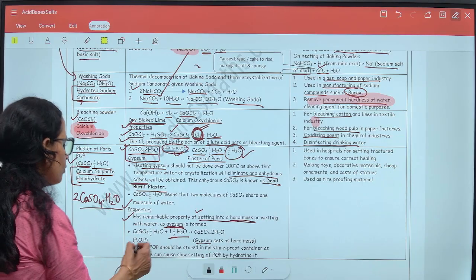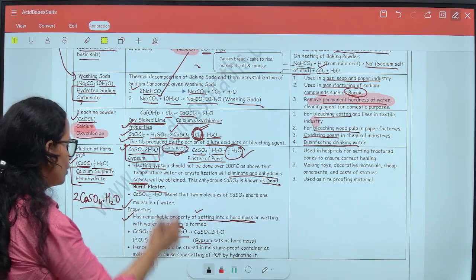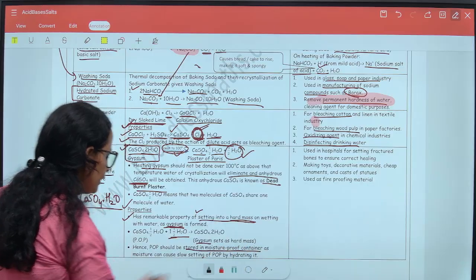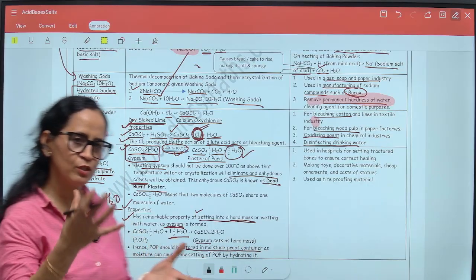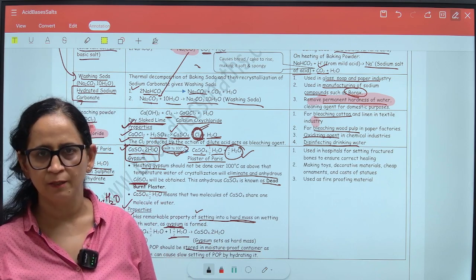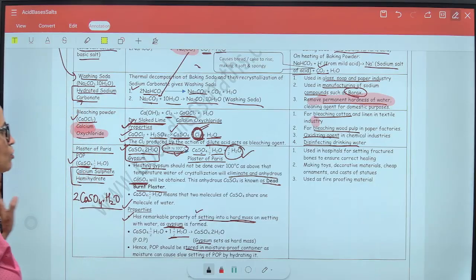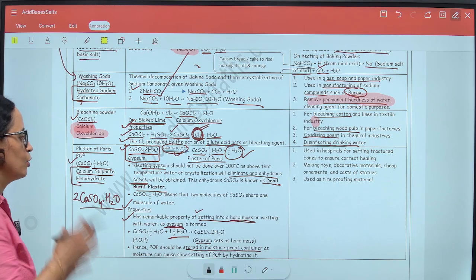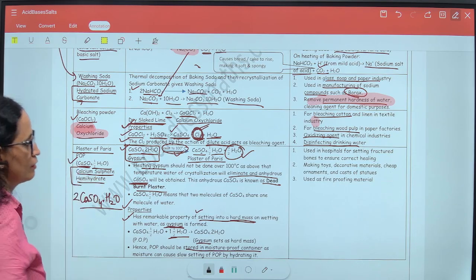So therefore, POP, plaster of Paris, should be stored in moisture proof containers, so that even if it captures moisture from the atmosphere, it will not become hard and useless. So POP has to be stored in airtight containers, moisture proof containers, to let it be the way it is.